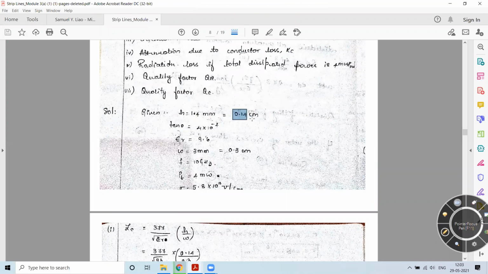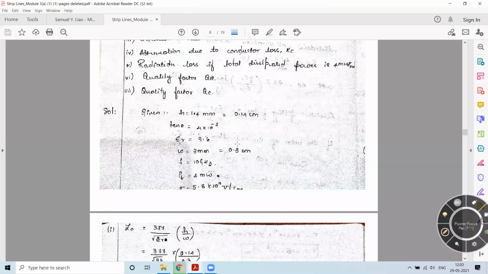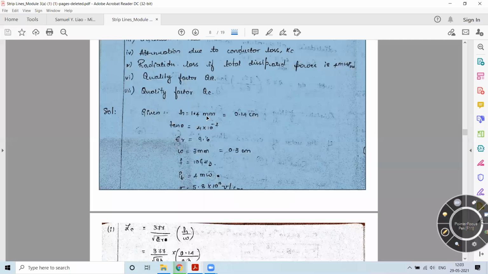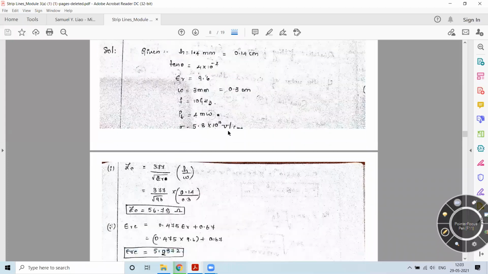No need to simplify and write it as 0.14 into 10 raised to minus 2. We'll just be utilizing these values, represent this in proper form, and then go ahead. Because of that, these values are represented in centimeters. So 1.4 millimeter is 0.14 centimeter, and 3 millimeter is 0.3 centimeter. And the sigma value is already specified in centimeter.